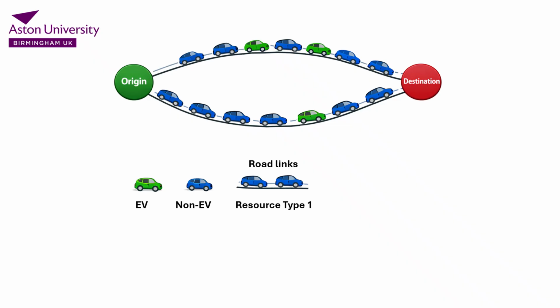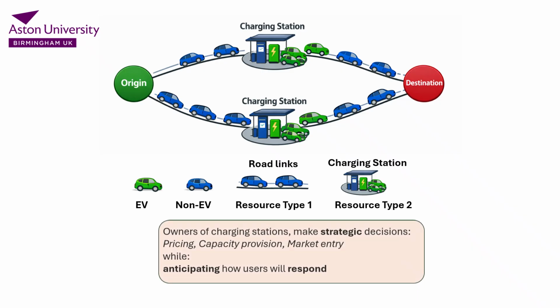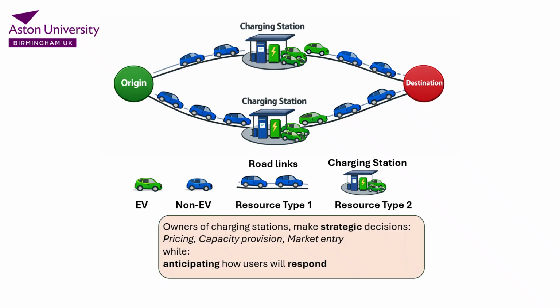Now, in addition to using these shared links, EV drivers must also access another congestible resource, charging stations. We call these resource type 2. Just like the links, charging stations become less desirable when congestion increases, because users may face longer waiting times and reduced convenience. In this setting, the providers of resource type 2, in this example, charging station owners, make strategic decisions such as pricing, capacity provision, or market entry, while anticipating how users will respond.